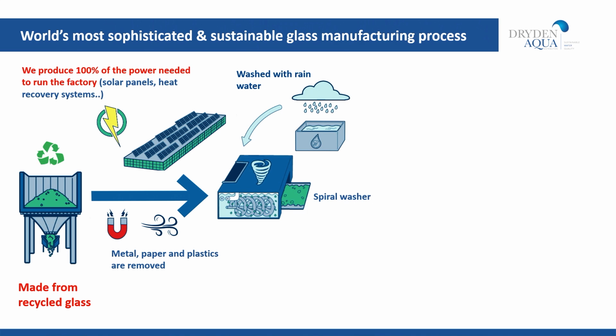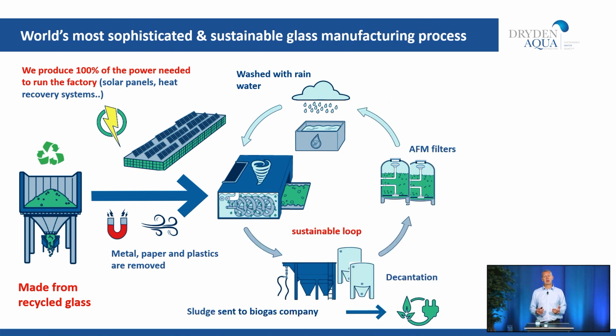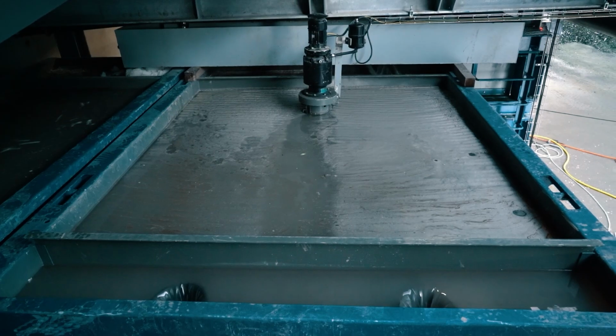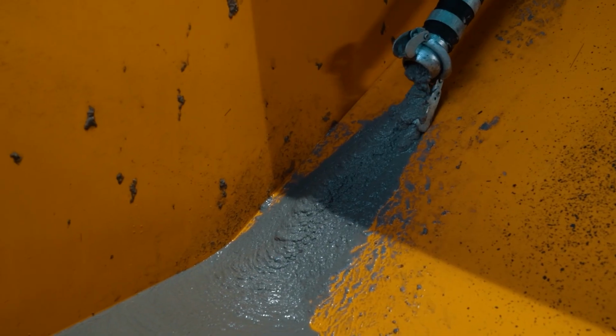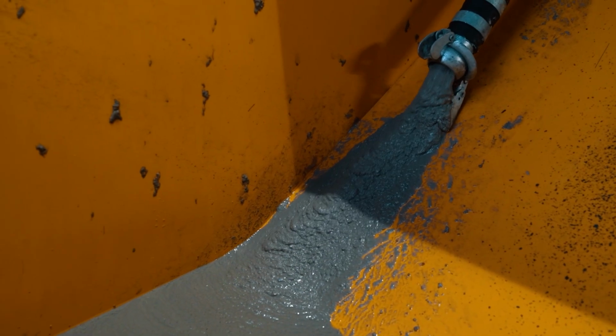We harvest the rainwater here. We use this rainwater to wash the raw materials. That sludge that's built up through the cleaning process is sent off for producing biogas. We have a zero waste policy. All the byproducts that are produced through the cleaning process goes back to different industries.